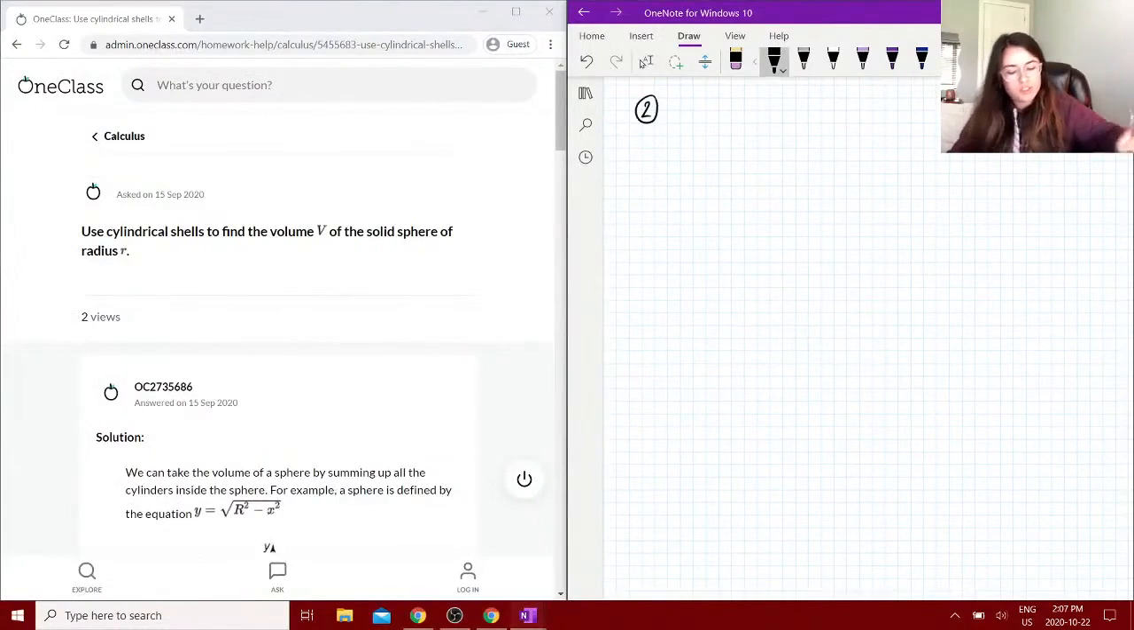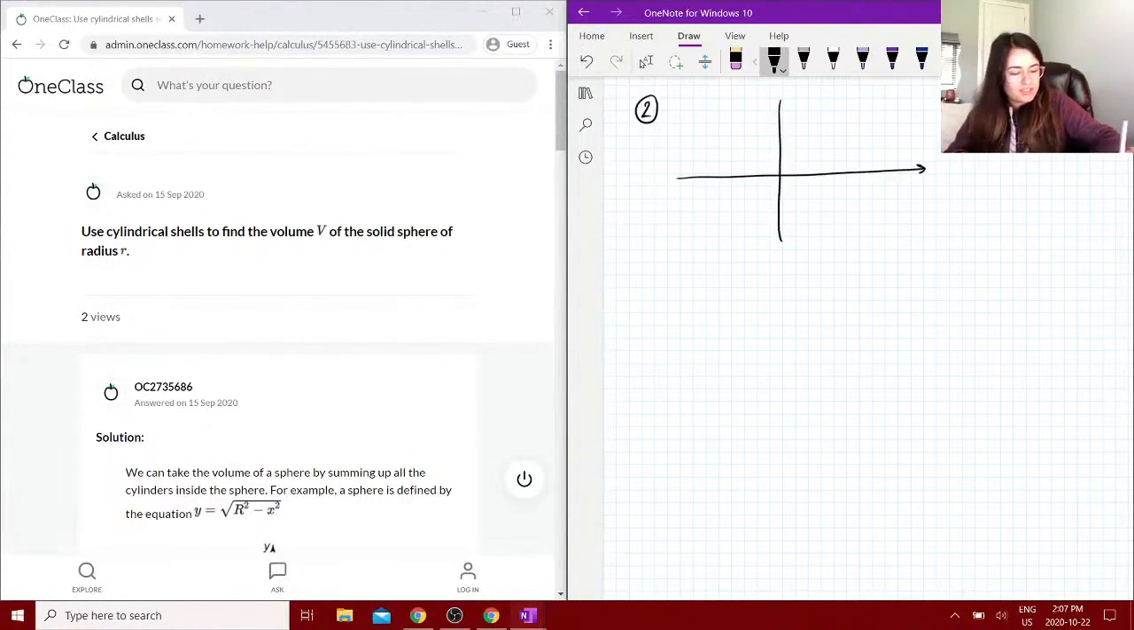Okay, next question that we have here is asking us to use a cylindrical shell or cylindrical shells to find the volume V of the solid sphere of radius r. Okay, so we're going to start by picturing this. I like to picture it kind of as, say, like an orange, okay? So that's a solid sphere.